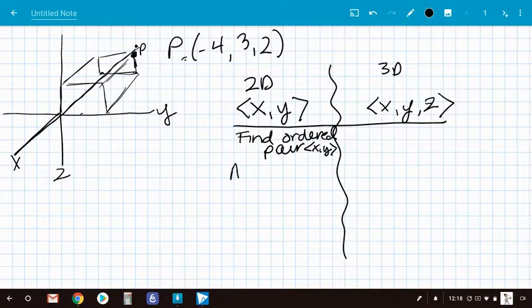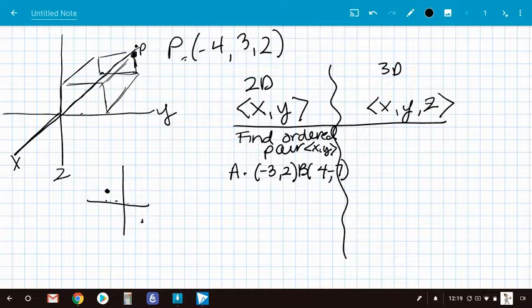So when it was in 2D, if I gave you 3 points, and B would be (4, 7), you could graph these, like -3 up 2, +4 down 7. And then you could count how far up and how far over to find the ordered pair that would represent this piece. Instead, I am going to give you 3 points.